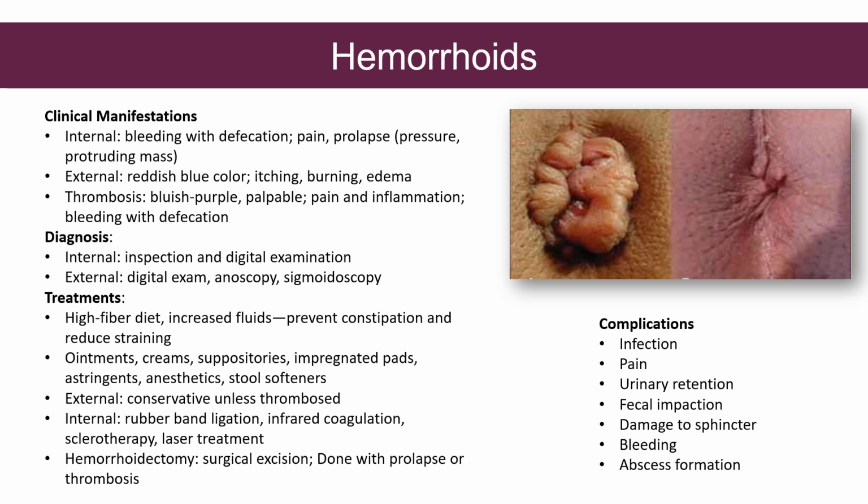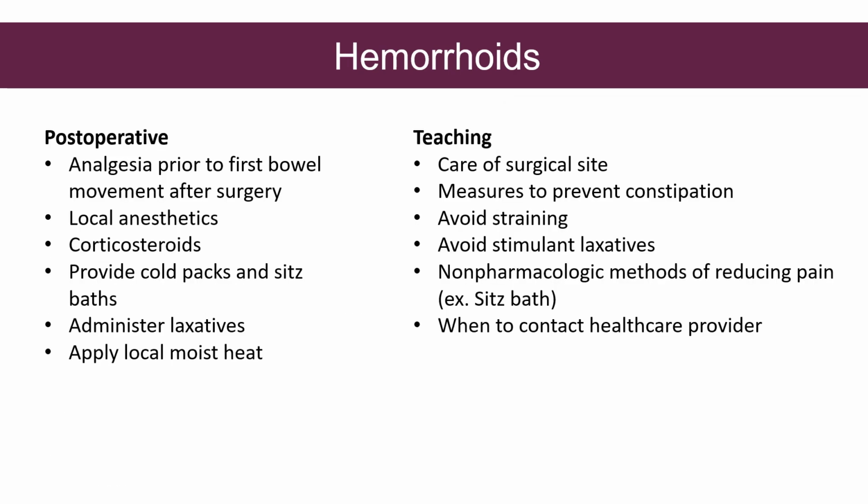So some complications that can arise from hemorrhoids are infection, pain, urinary retention, fecal impaction, damage to the sphincter, bleeding, and abscess formation. So what you need to know if they do end up having a procedure to remove the hemorrhoids, you want to make sure that you give them some pain medication before they have their first bowel movement after surgery. Because it can be a little painful. Remember, they just had surgery in that area. It might be a mind over matter thing in their head. They don't want pain, so they're going to hold it in, but that's not good. So they may need some stool softener and pain medication.